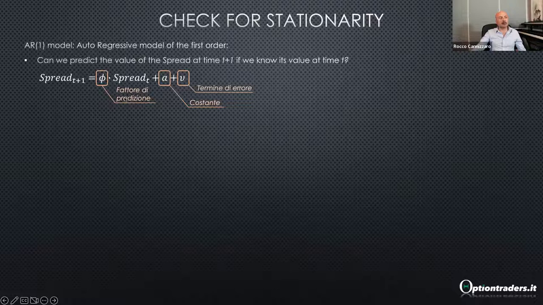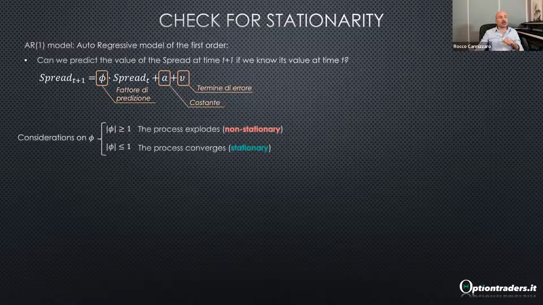Long story short, if it turns out that this value phi is bigger than one in absolute terms, this entire process explodes, which means that we have found a pair that is not really good because it is not going to oscillate up and down around an average. The oscillation will go bigger and bigger and the whole thing will fall apart. So this is not a good pair that we want to trade. We want to stay away from it. That's why we need to check for stationarity. If the absolute value of phi is less than one, then the process is stationary.